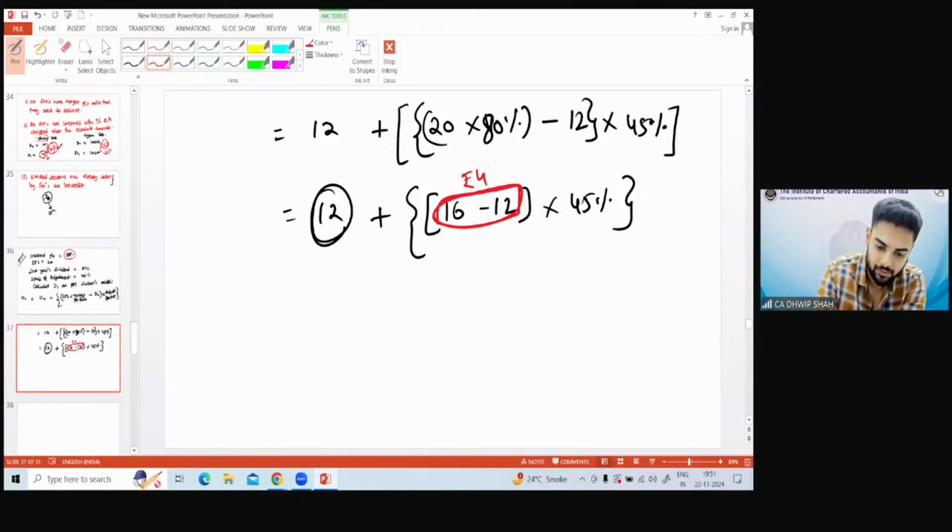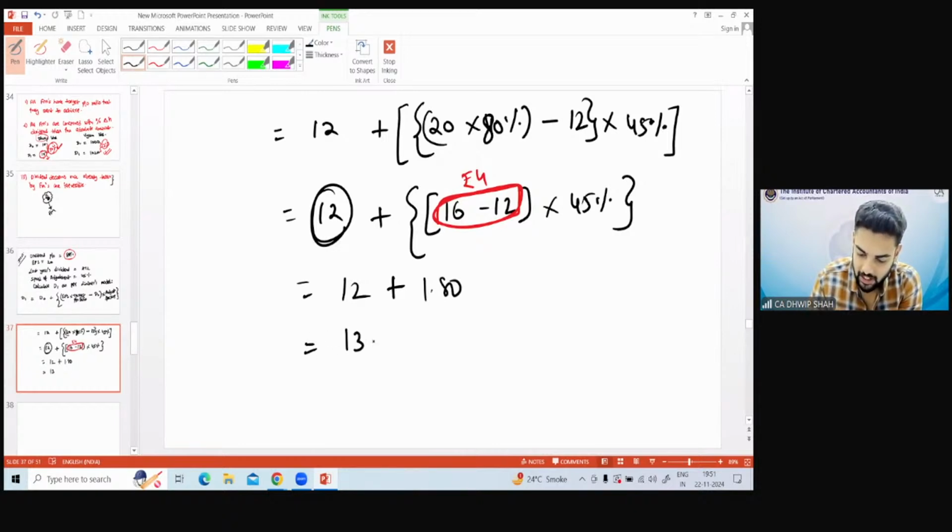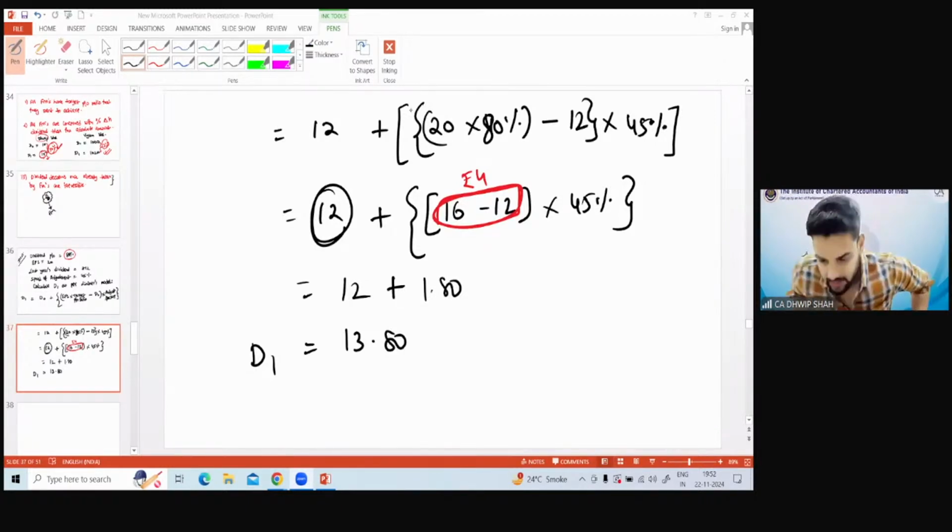कितना आया? So when I say it is nothing but 12 plus 4 into 45%, which comes to 1.8. So the likely dividend in the current year should be 13.8. This is what Lintner said. Are you getting this? This is what Lintner said. Yes, correct. 13.8.